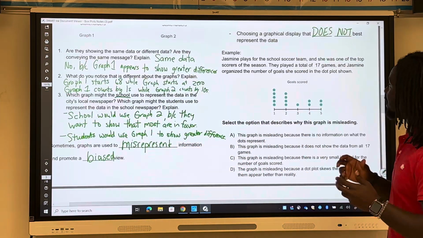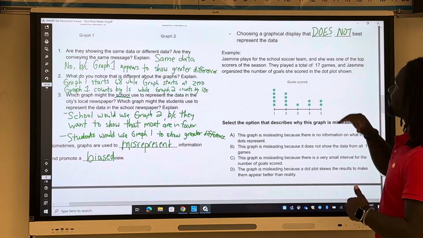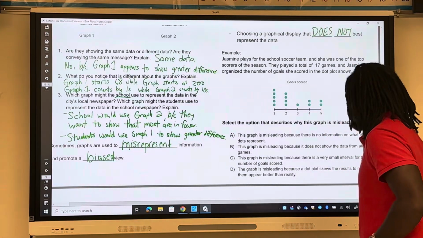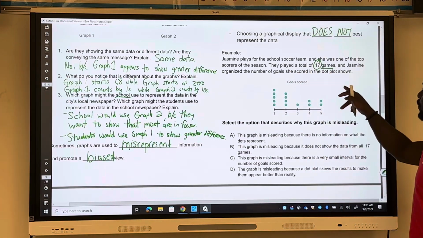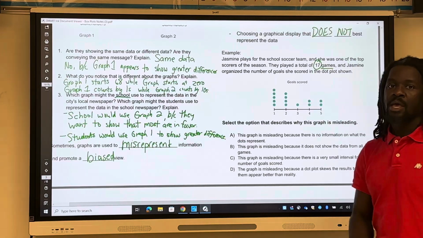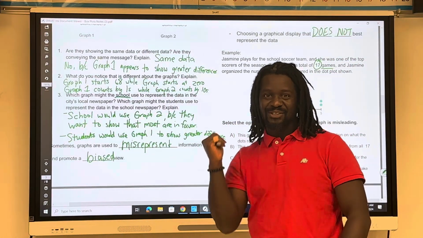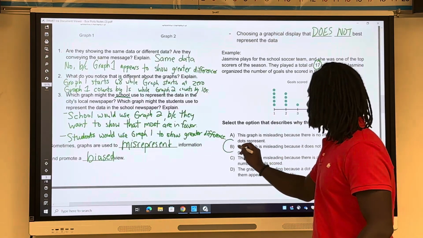Jasmine plays for the school soccer team, and she was one of the top scorers of the season. They played a total of 17 games. And Jasmine organized the number of goals she scored in a dot plot. Select the option. Hopefully you went ahead and answered this on your own, and I'm going to give you the answer. The answer is B.